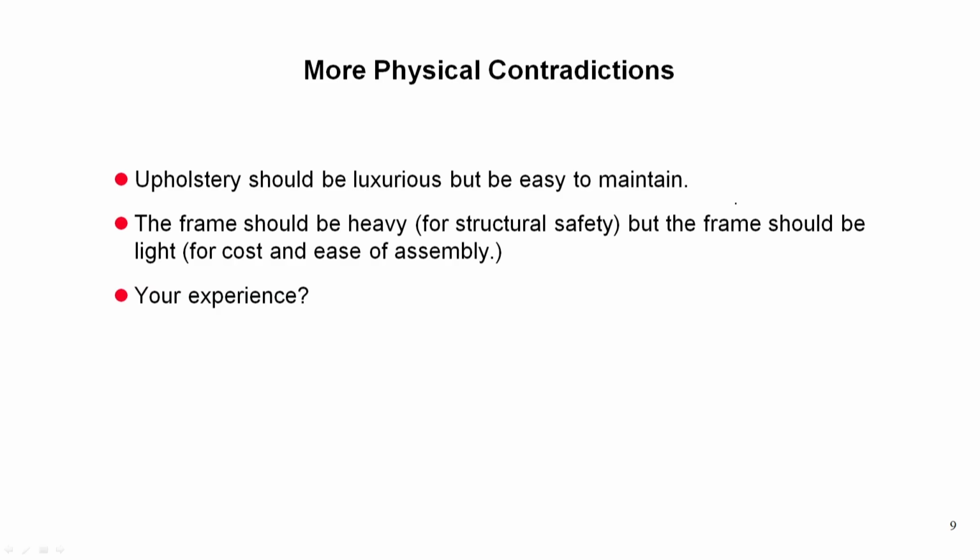There are many examples of physical contradiction, like upholstery should be luxurious, but it should be then easy to maintain. A frame should be heavy for structural safety, like my frame of the spec. From the point of view of holding these lenses, it has to be heavy enough so that it can hold it. It should not get bent or deformed, but it should be also light, and also it will reduce the cost, and ease of assembly will be there.